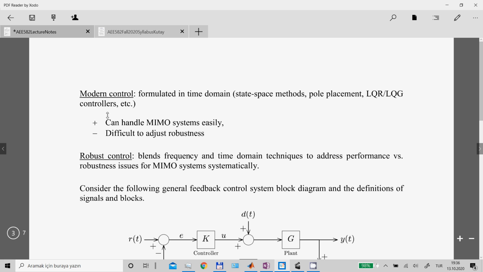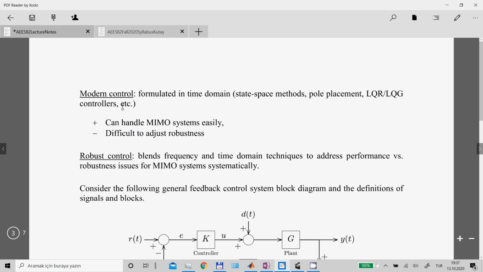The biggest advantage we can say for modern control is that multi-input, multi-output systems can be studied in a systematic way, just like single input, single output systems. However, the disadvantage is you lose the easiness of adjusting robustness versus performance when designing a controller.